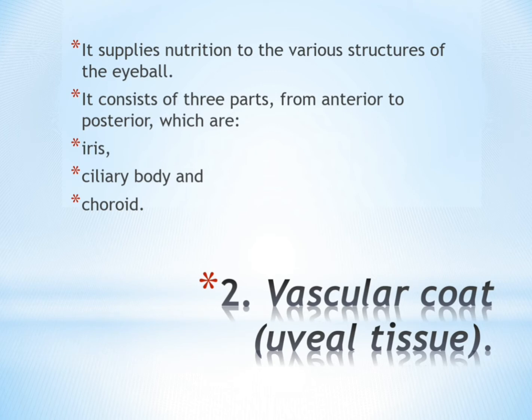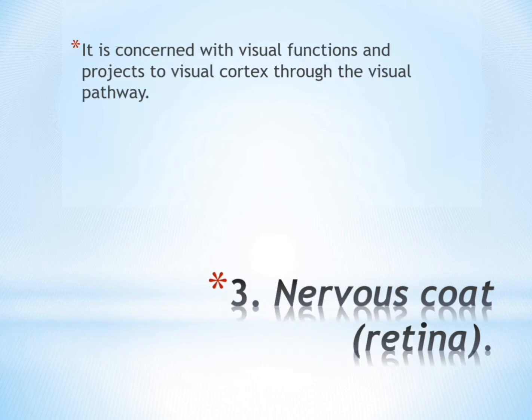So the second coat, which is known as the vascular coat or the uveal tissue, supplies nutrition to the various structures of the eyeball. It consists of 3 parts from anterior to posterior, which are iris, ciliary body, and choroid. Then nervous coat, which is the innermost coat, comprised of the retina. It is concerned with visual functions and projects to the visual cortex through the visual pathway.